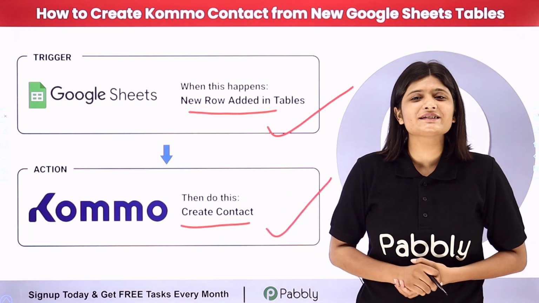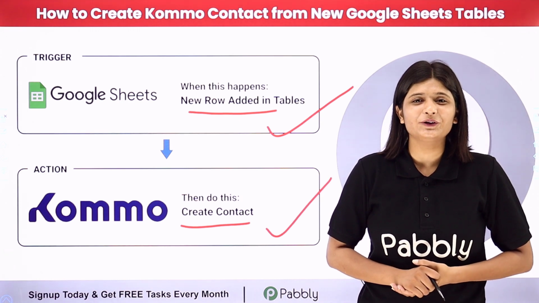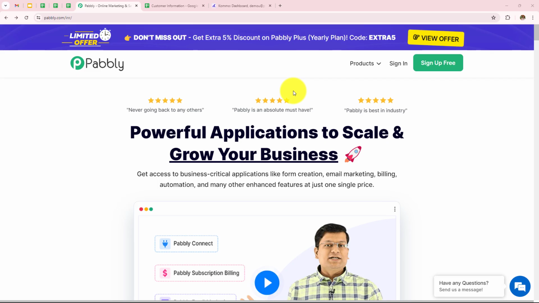If you want to learn this amazing automation step by step, let me take you all to my screen. In this video, we are going to learn how to create Kommo contact from new Google Sheets table. For this, we are going to create automation between Google Sheets and Kommo with the help of Pabbly Connect.